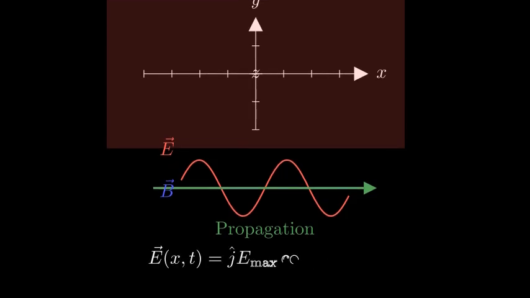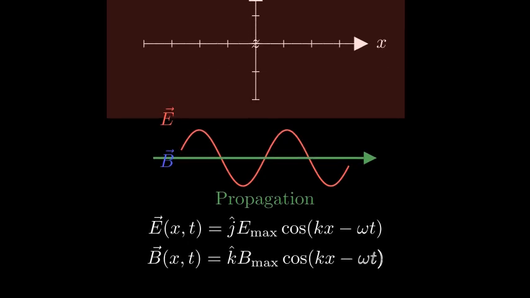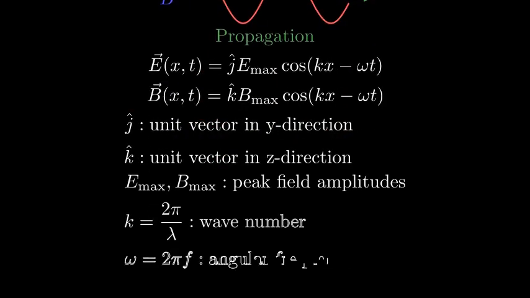The electric field at position x and time t is given by E vector equals j hat times E max times cosine of kx minus omega t. Similarly, the magnetic field is described by B vector equals k hat times B max times cosine of kx minus omega t. Here, j hat represents the unit vector in the y direction, and k hat is the unit vector in the z direction. E max and B max are the maximum amplitudes of the electric and magnetic fields.